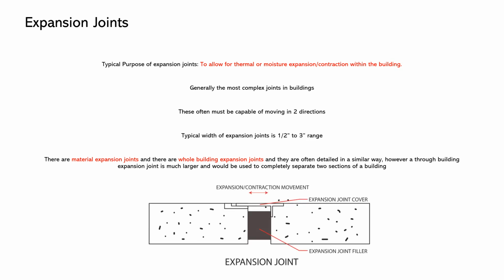a building. And there's a quick detail of an expansion joint showing the basics: the expansion joint filler in the middle, the expansion joint cover covering the surface, and then that movement, which would usually be on two different planes, that expansion contraction movement.